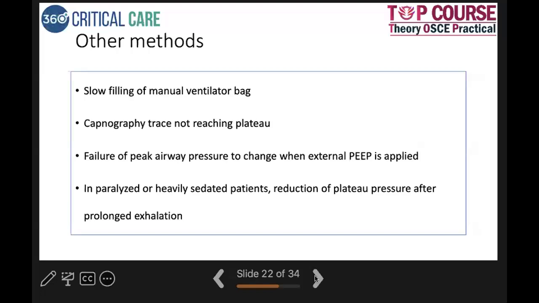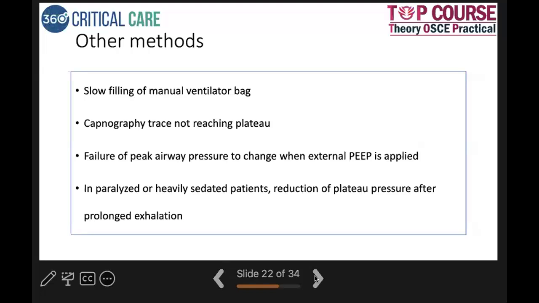Normally, when you increase PEEP in a patient without COPD, you can see that the peak pressure increases, and sometimes the plateau pressure also increases. But in an auto PEEP situation, this change in the peak pressure may not be so great, because you are just trying to equalize pressures in both directions, which may not impact the peak airway pressure.